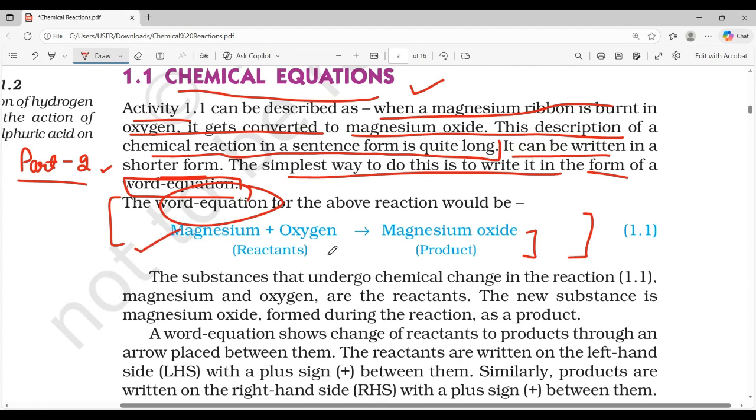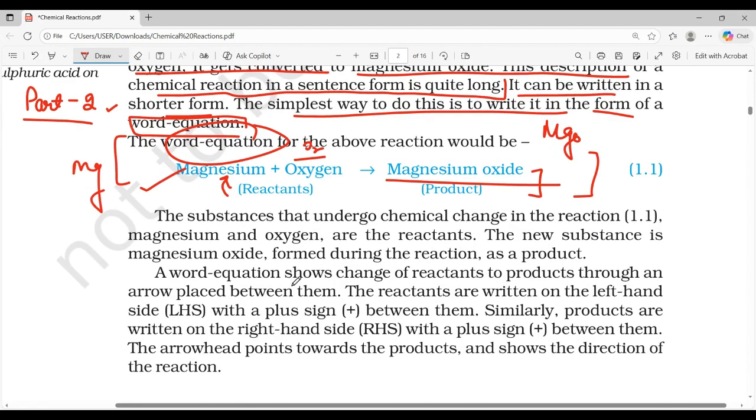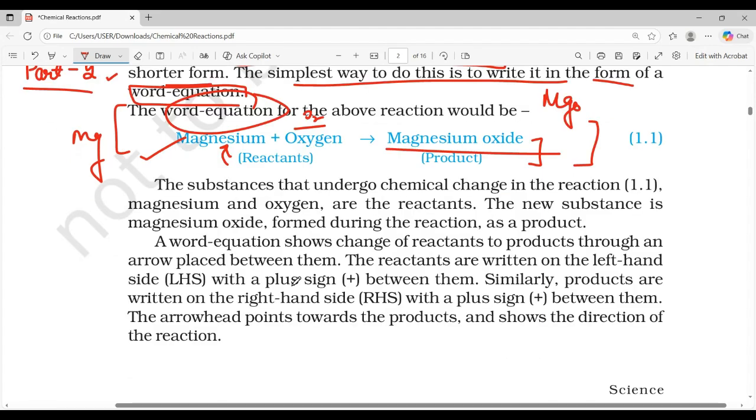So the reactants that react are magnesium and oxygen. In the presence of O2, that was oxygen only, magnesium oxide was formed, which was MgO, and this was simple magnesium. So is this equation balanced? No, this is not balanced. Now, what is a balanced chemical equation?